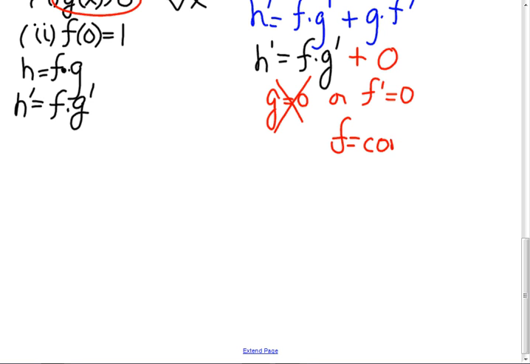There's one more leap to make. I've seen those movies with those leaps. This is one leap. Well, if f is a constant and they tell you that f of 0 is 1, what's the constant? 1. So f of x is equal to 1. So what's the answer?